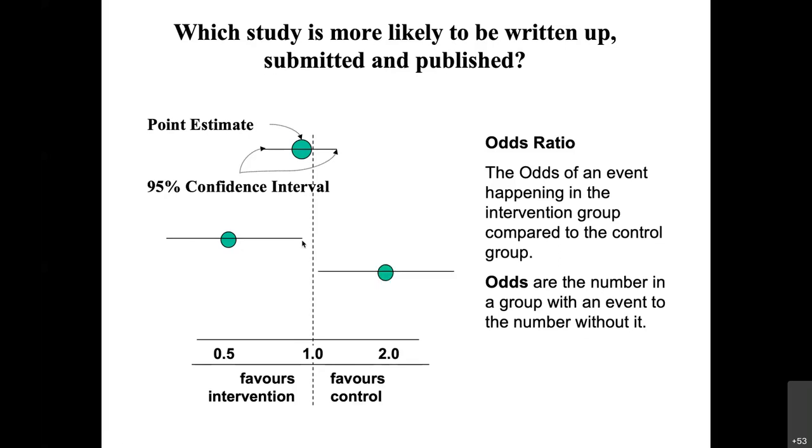And in another situation, we will say, well, this intervention is harmful. The placebo is better. It actually kills more people if the outcome is mortality, because the odds ratio and all of the confidence interval is on this side of the line 1.